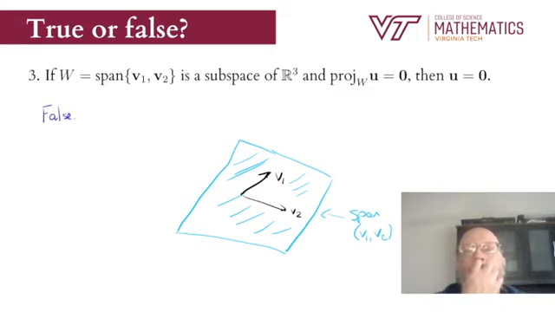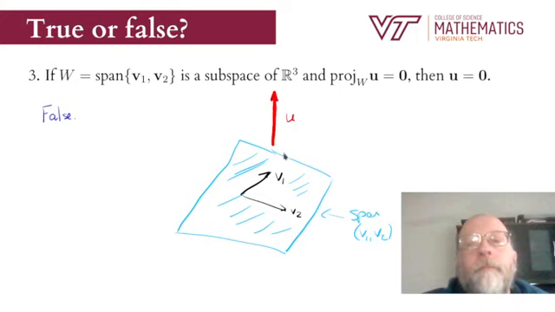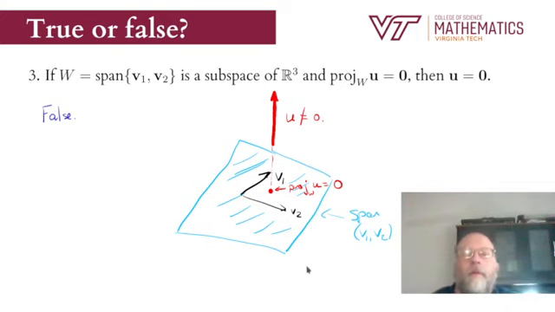Okay? But what if U is exactly perpendicular to the plane? So that when we project U onto the plane, the shadow it casts is just a dot. Then the projection of U onto the plane is equal to 0, but U is not 0. U just has to be perpendicular to the plane.